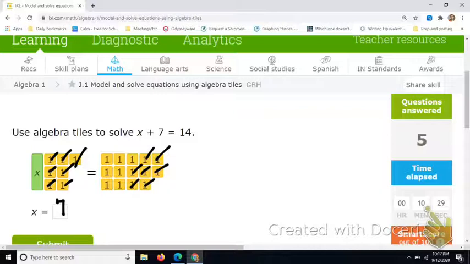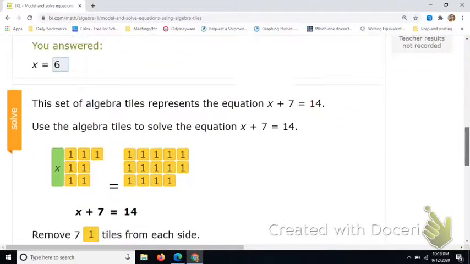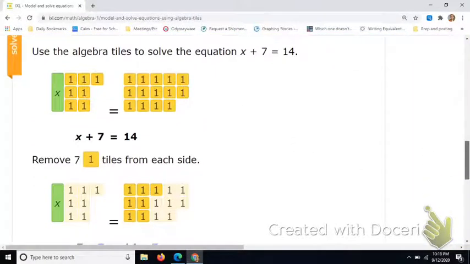So it is 7. I'm going to put the wrong answer because I want to see how they explain this, because I think they're going to use negative ones instead of crossing things out. So it is 7, like I said, but didn't answer. No, they actually said the same thing as I did. Remove 7 1 tiles from each side.